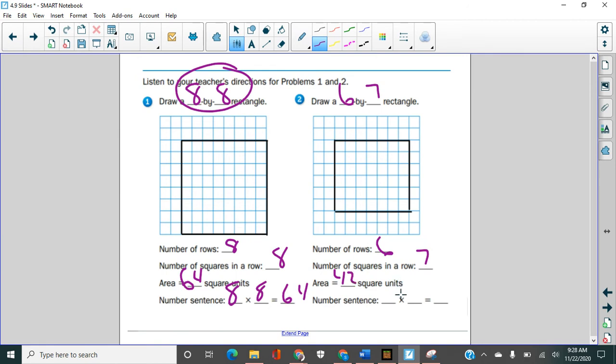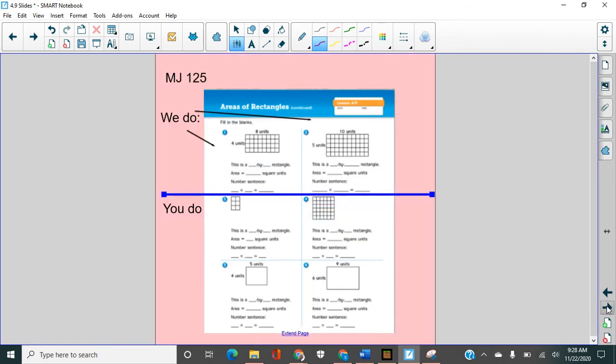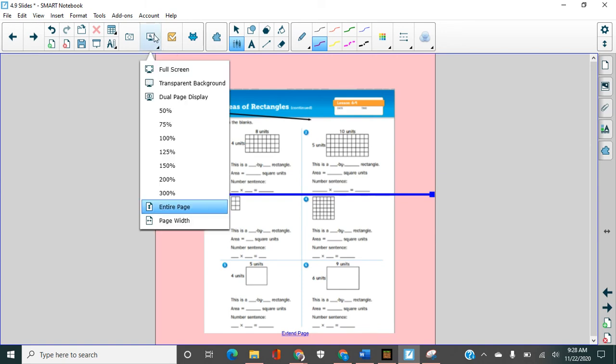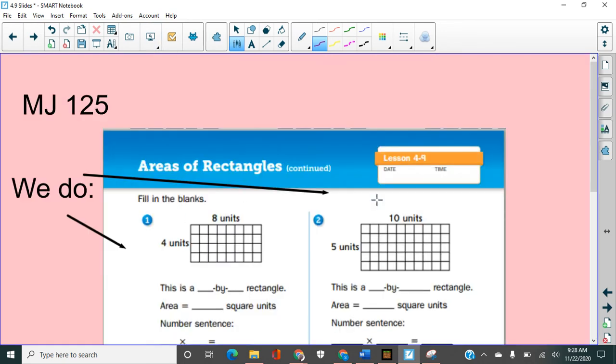And so what is our number sentence here? 6 times 7 equals 42, which we know, right? 7, 14, 21, 28, 35, 42. There it is, 42. All right, let's see. We're going to do actually one of these on the next page together, and then you get to finish. You're going to be finishing Math Journal page 125. So make sure you're writing with me here. Otherwise, you're going to have to go back and do it all by yourself.